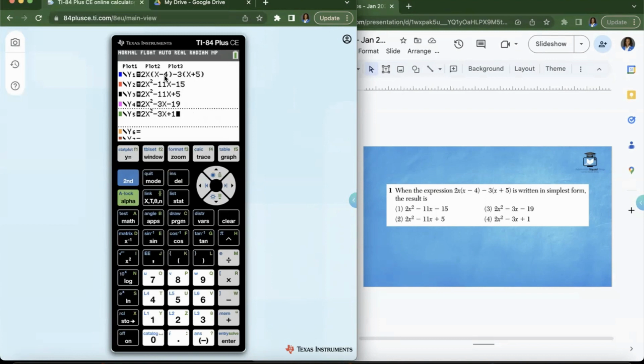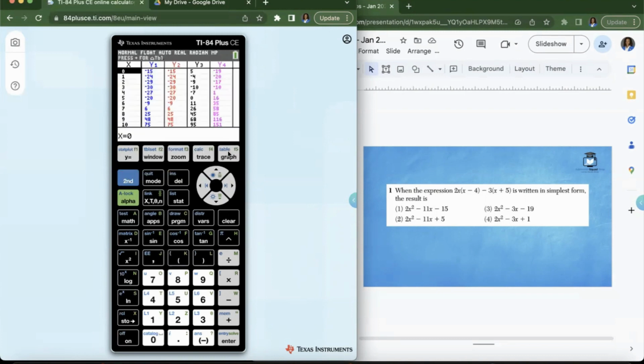Notice the given expression is at the top and our 4 potential answer choices are at the bottom. Let's take a look at the table of values. So I'm going to click second graph. The answer choices in Y1 represent the output values for these given input values. So we're looking for which column has the exact same outputs or Y values. Let's look at Y2. I notice there's a negative 15, a negative 24, negative 29. Wow, this column looks exactly like Y1.